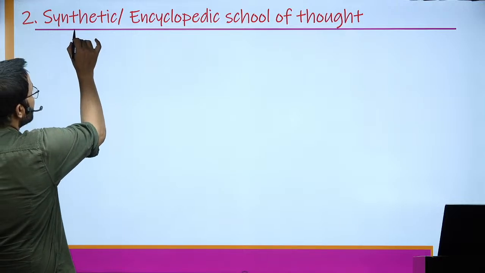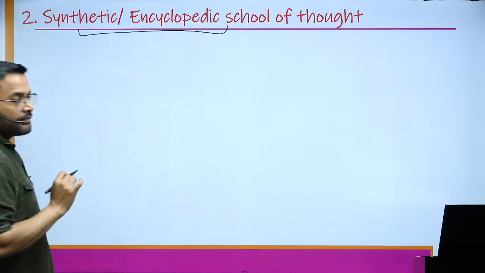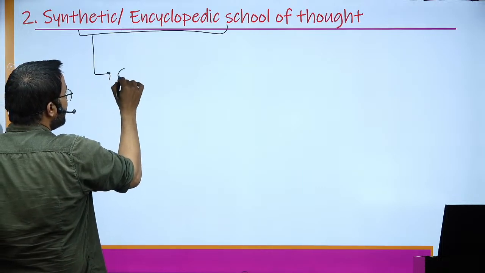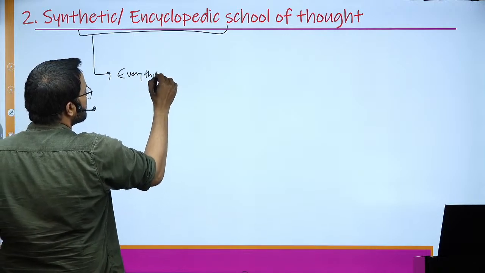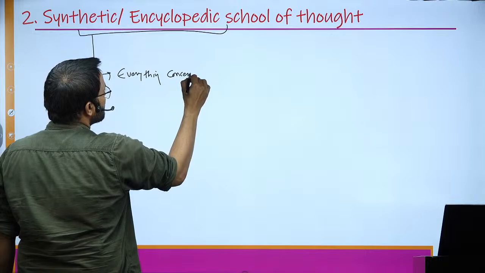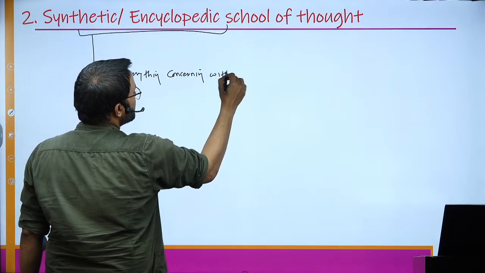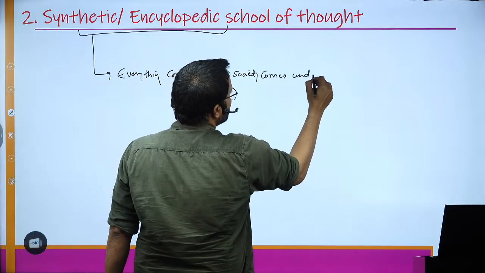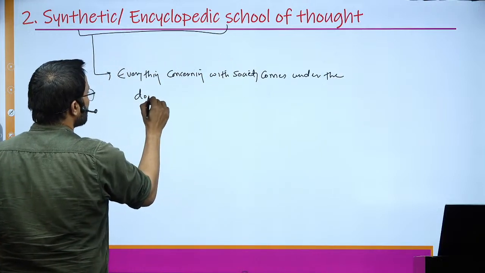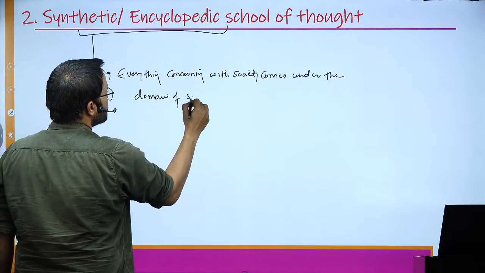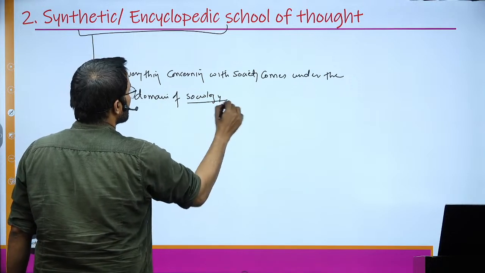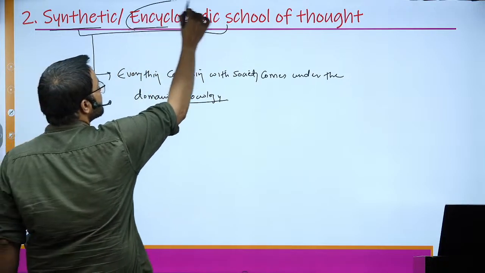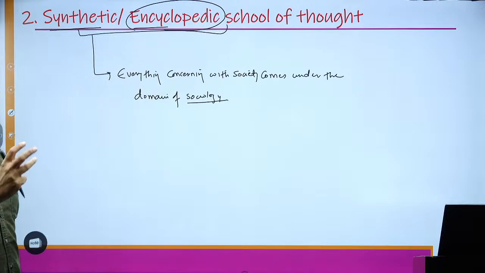Now, when we talk about the synthetic or the encyclopedic school of thought, what it means is that they believe everything concerning society comes under the domain of sociology. So when you say synthetic, encyclopedic, you can get it. Encyclopedic means everything comes under the domain of sociology. Sociology is an umbrella term.